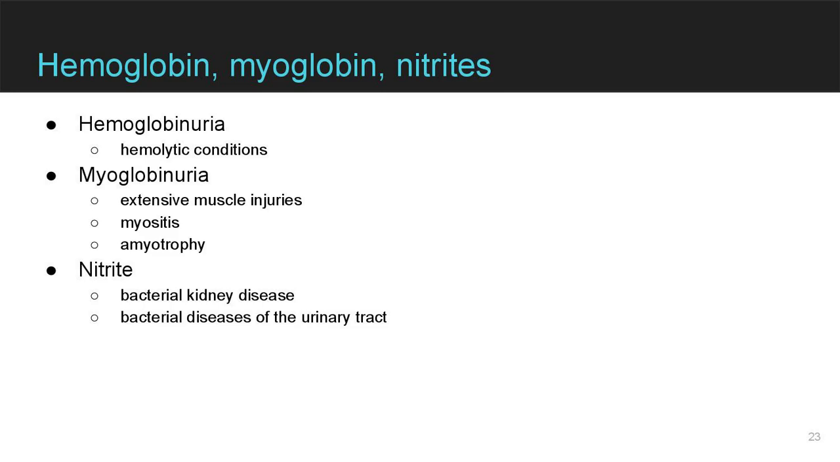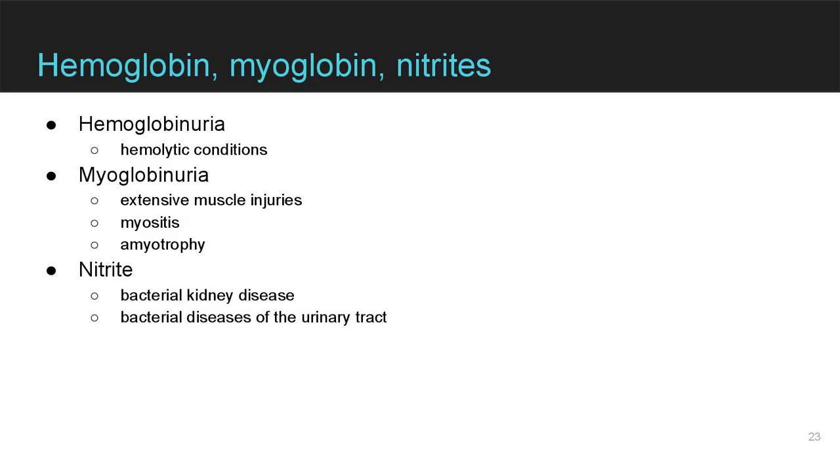The second component, myoglobinuria. That means that in case of damage of muscles, as a result of excessive muscle injuries, myositis, hypertrophy, as a result of the damage of muscle cells, protein components from muscles can be transported into serum and can be filtered into primary urine.